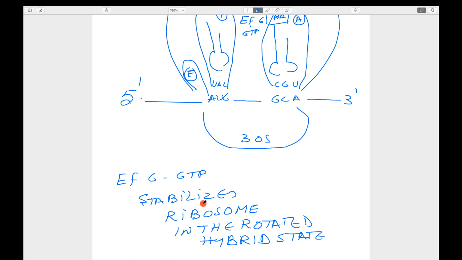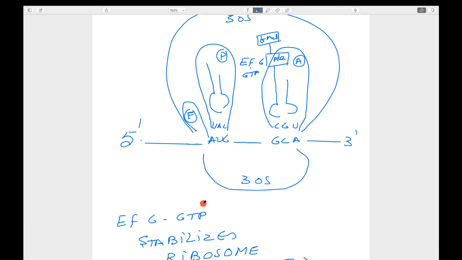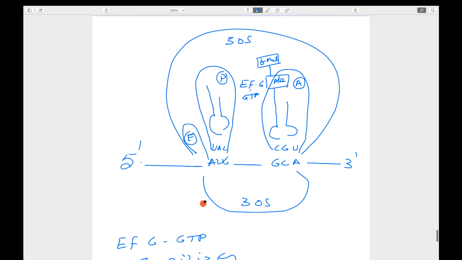Hybrid site, what does it mean? The movement has to take place. There is a 50S complex and a 30S complex. Codon is there, anticodon is there, deacylated transfer RNA is there, and the peptide is attached to the A site. The ribosome has to move further. There is a discrepancy in the movement of the 50S and 30S: the 50S tries to move earlier than the 30S.